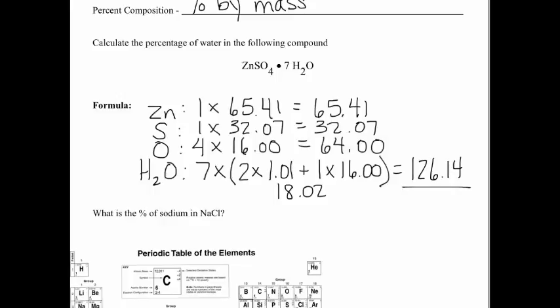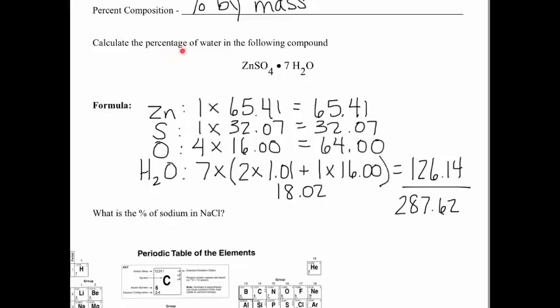Now to get our total mass, we're going to have to add all those numbers up. And I'm actually adding this one, and this one to this one. So all of them together is going to give our percent of whole. So we'll just add those numbers up. 287.62.